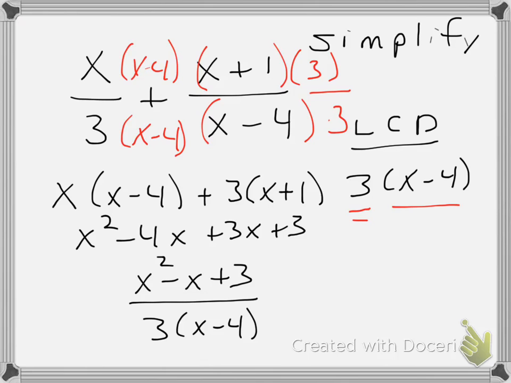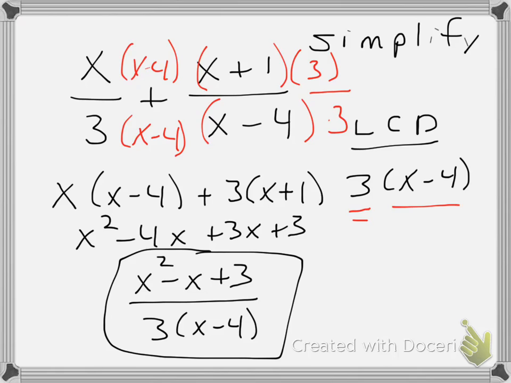The last thing we want to do is see if we can factor my numerator at all. Since this is a trinomial, is there a pair of numbers that multiply to 3 and combine to get negative 1? 3 and 1 are the only factors we have, and there's no way that 3 and 1 can add or subtract to get 1 or negative 1. So we're done. When we add and subtract, our final result is a rational expression with the denominator of the LCD.